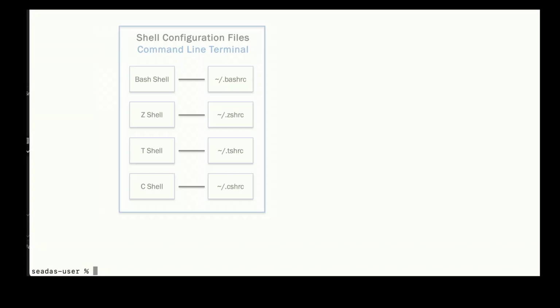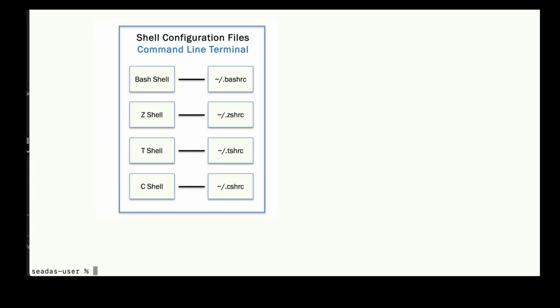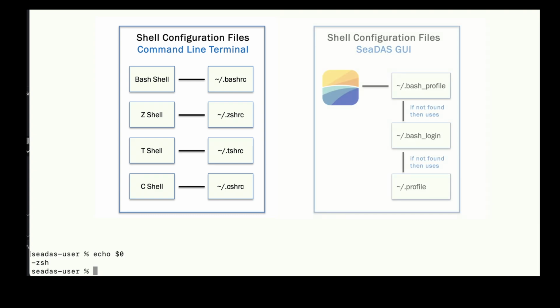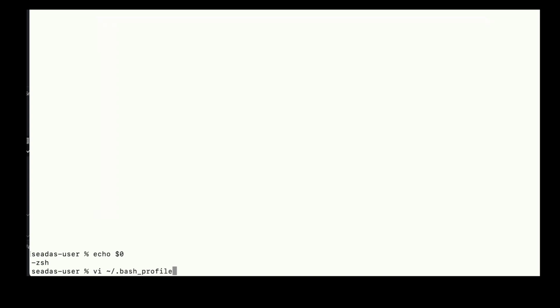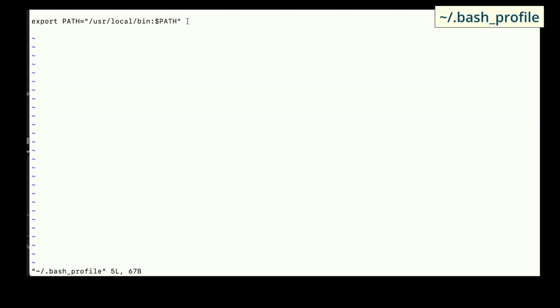When you run the SeaDAS science processors from the command line, this PATH environment variable was likely configured by one of these configuration files. You can run echo $0 to determine which shell you are using. However, the SeaDAS GUI specifically runs the science processors in a bash login shell, so you'll need to configure the PATH environment variable in the file ~/.bash_profile.